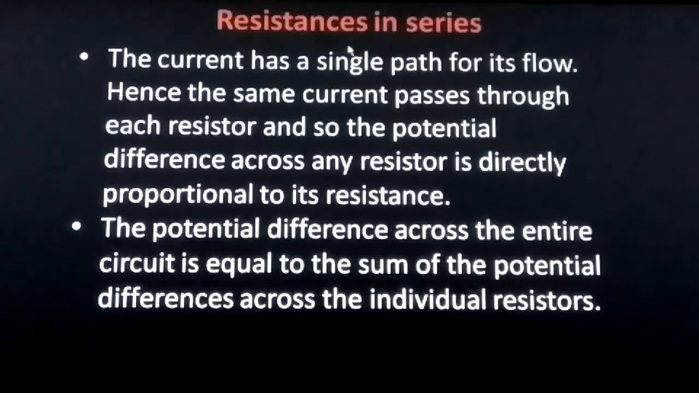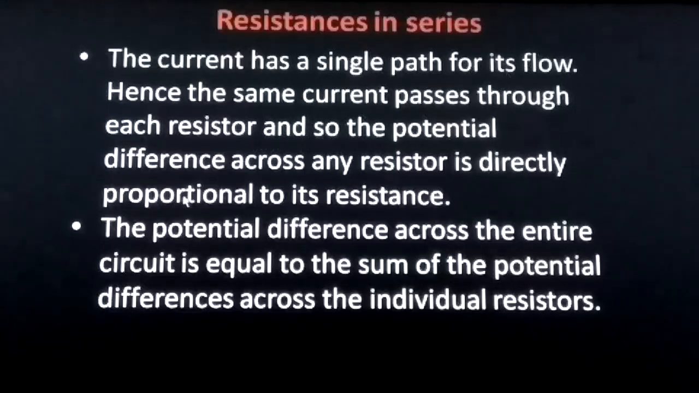So first one is the resistance in series. Resistance in series means when two or more resistances are joined end to end so that the same current flows through each of them. So they are called the series combinations. In a series combination, students observe here, the current has a single path for its flow. Hence the same current passes through each resistor.